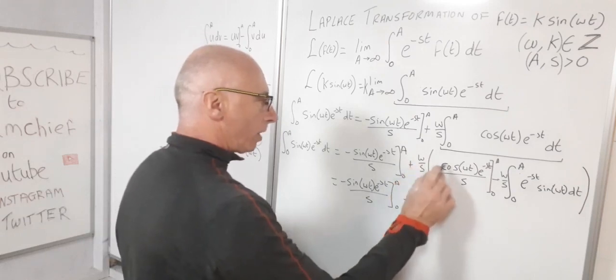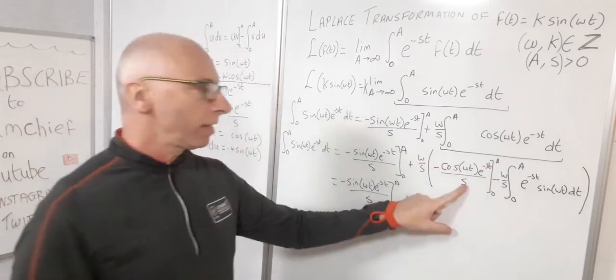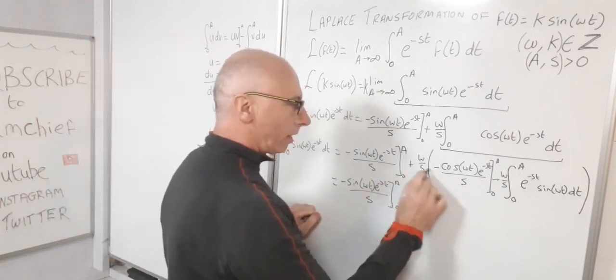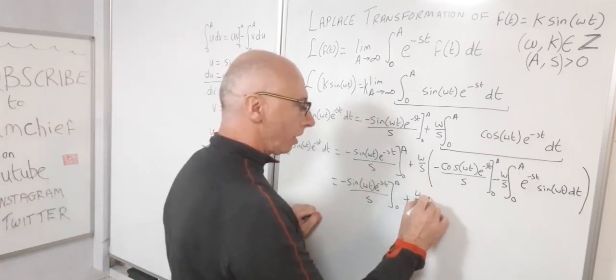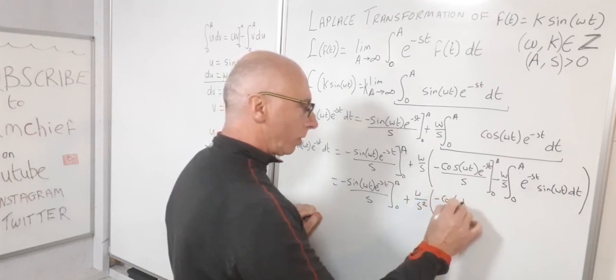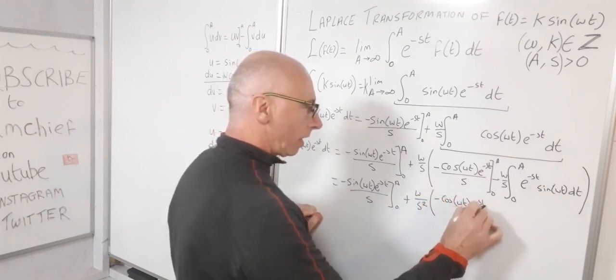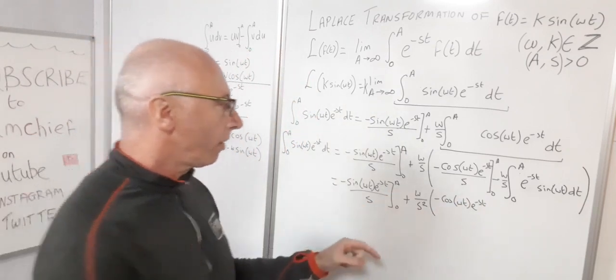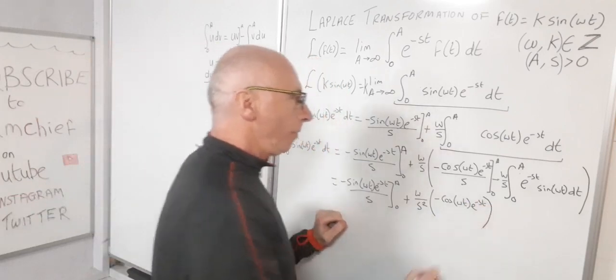So I've got ws with this term. Now don't forget I've got an s in the bottom here, so now that's w over s squared. And then I've got a minus cosine of wt e to the minus st. And that's also divided by s, which is taken care of. So that takes care of that one.